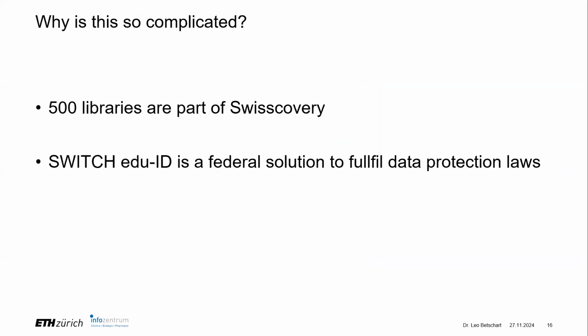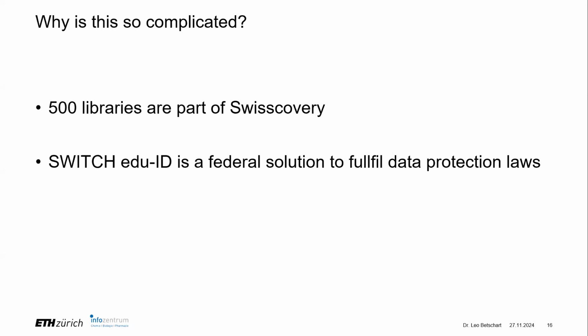Why is this so complicated? Well, there are 500 libraries in Swisscovery. 500 libraries in different cantons. And you know, Switzerland, each canton likes to do their own. So we have probably 26 different data protection laws that we need to fulfill. So we need a solution that fulfills all of these 26.